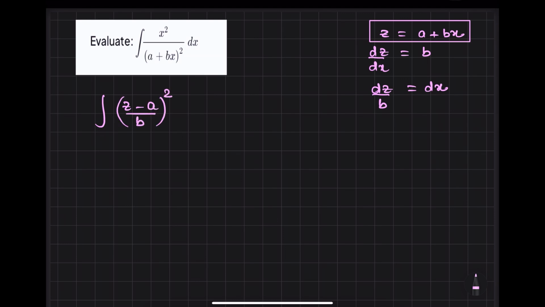We have to do the square. So this is squared. Now what we have to do? We have to replace x square, that is done. Now we have to replace this dx. So what is this dx? dx is dz by b. Now we have to replace this function. So what is this? This is z square. Okay. So we have done the replacement properly.